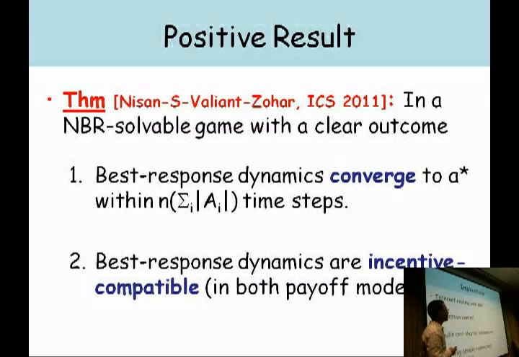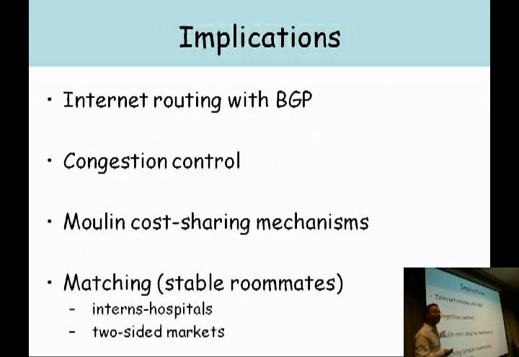What isn't straightforward is proving for each of these environments that they fall within this class of games. So you need to identify environments and show that they actually can be formulated as these games. Namely, two internet-related contexts, internet routing with BGP, and congestion control. And also two more economic examples. One is Moulin cost-sharing mechanisms, where, I don't know if you're familiar with the setting, but there's this condition called cross-monotonicity. You can show that if this applies, then it actually implies this game property. The others are special cases of matching problems, like interns, hospitals, and two-sided markets.